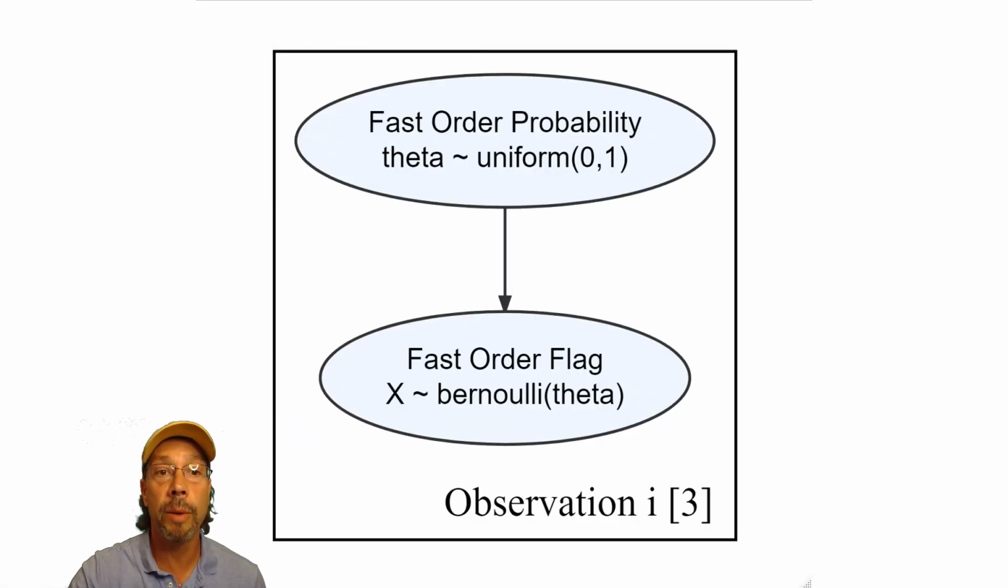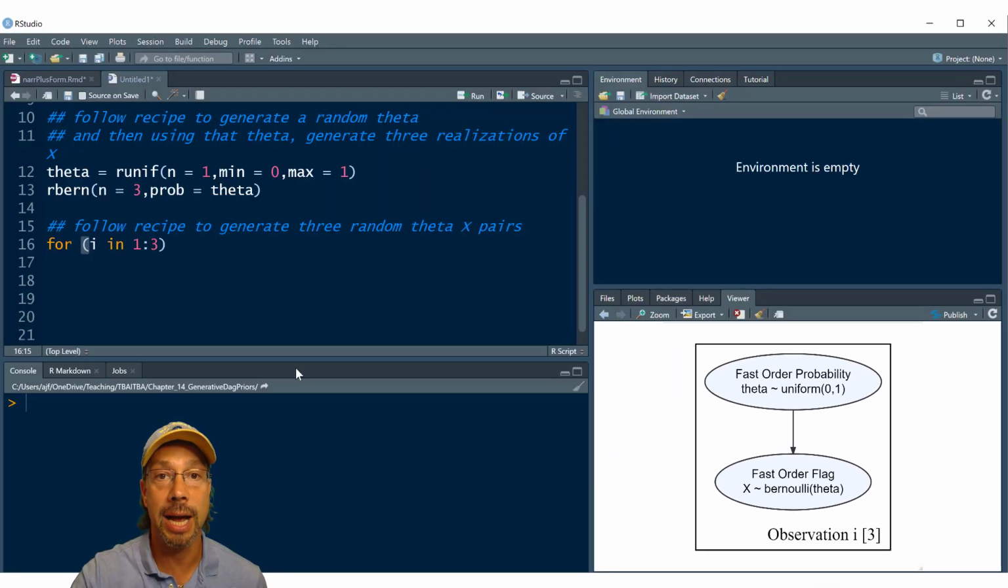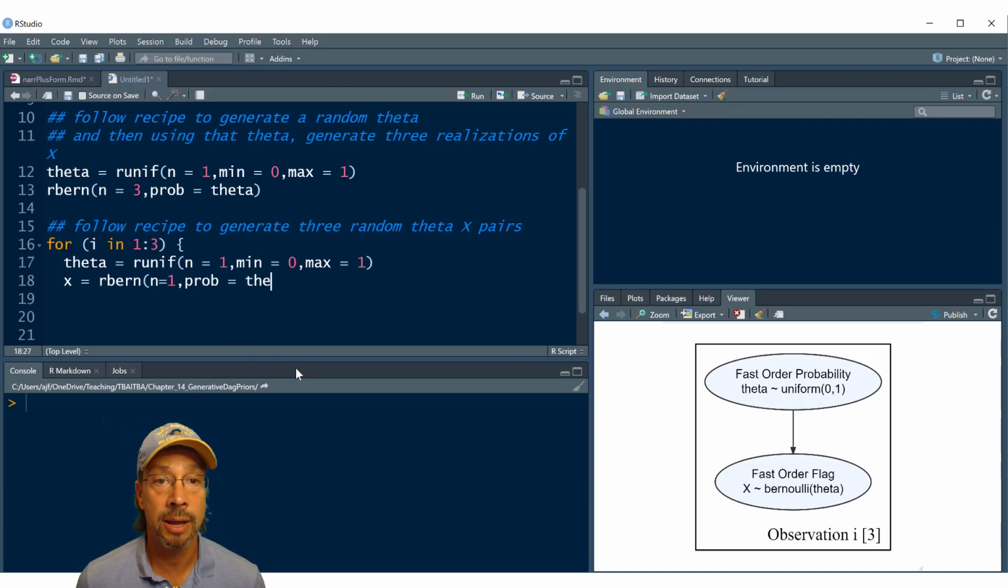To bring in one more wrinkle, let's look at this generative DAG where theta is now included inside of the plate. Without the plate, we would just have one value of theta and one value of x. Now the plate suggests we replicate draws of the theta and x pair 3 times. Inside of R, we can just wrap the code for generating a single theta x pair inside of a for loop that executes the logic 3 times.